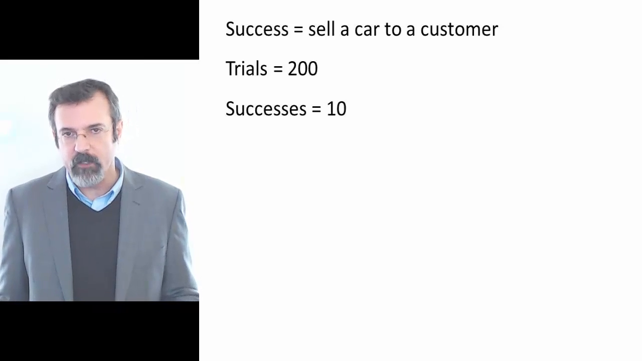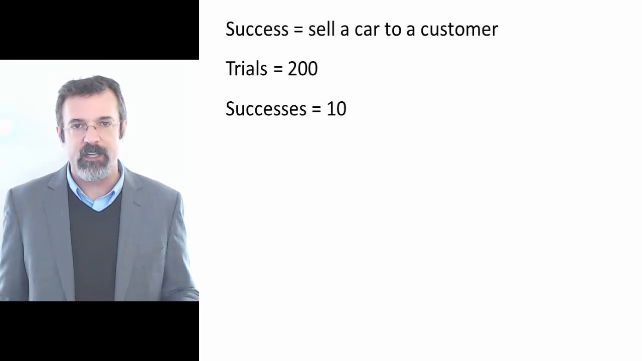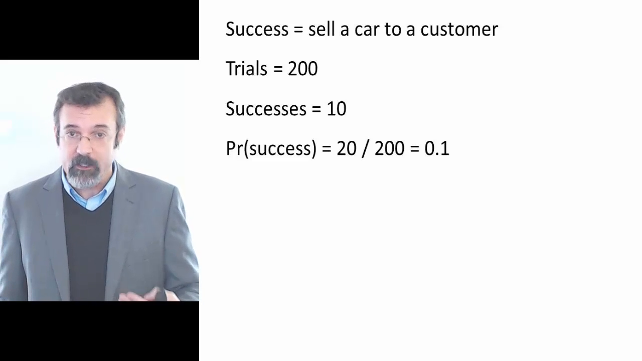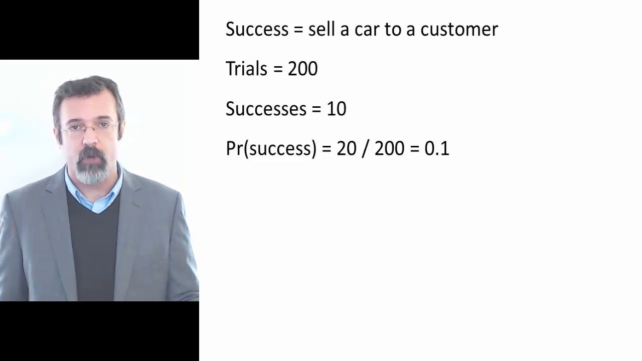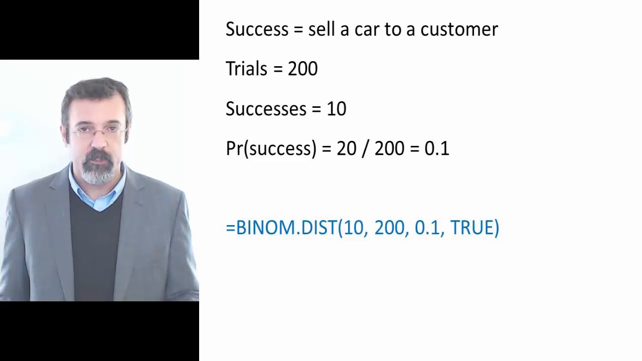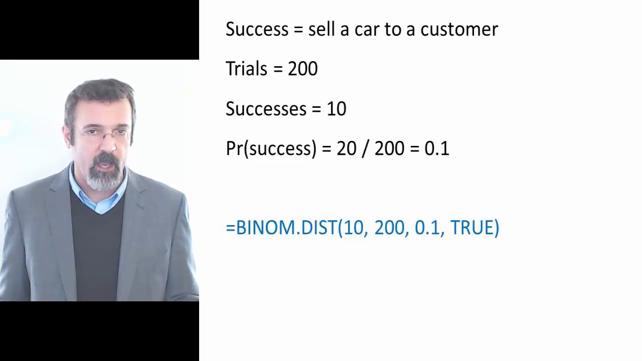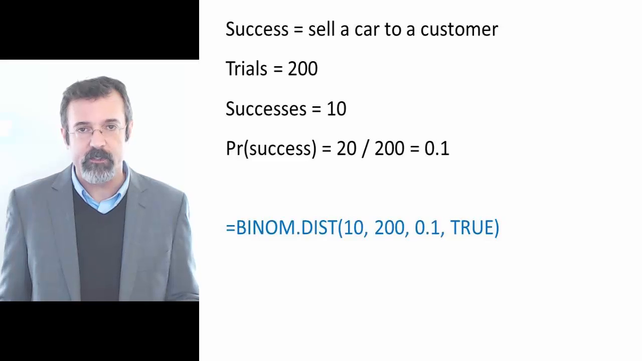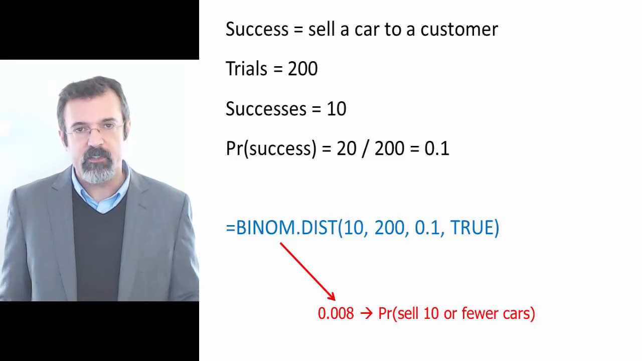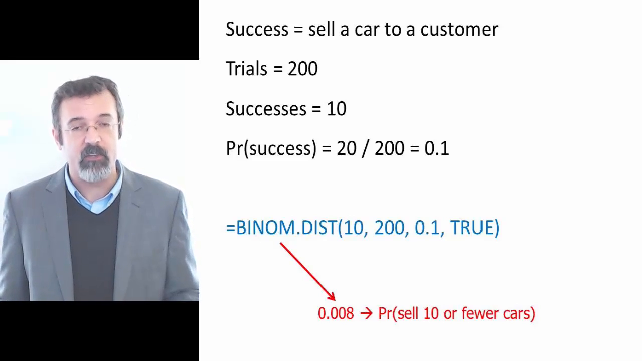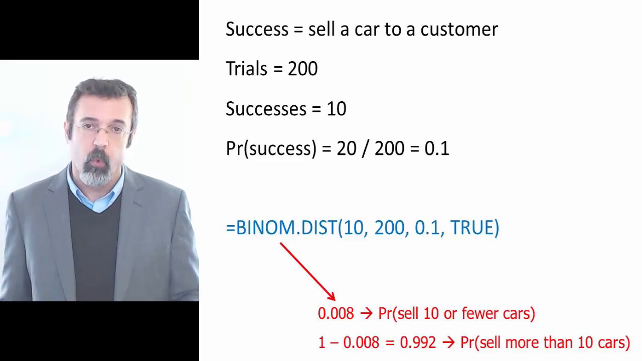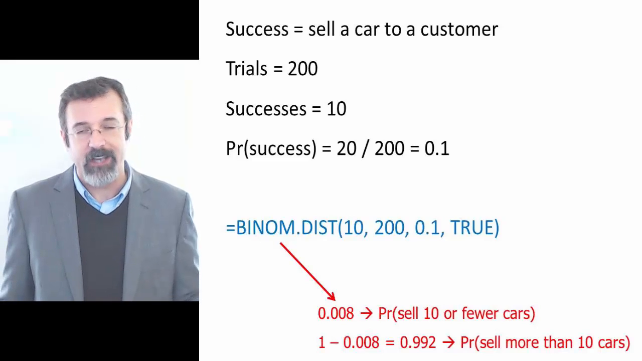On average, in a given month, this salesman sees 200 customers and sells 20 cars. So the probability of a single success, the probability of selling a car to a customer, is 20 divided by 200, or 10%. So using the binom.dist function, we enter the arguments 10 for the number of successes, 200 for the number of trials, 0.1 for the probability of a single success, and the word true. The function returns 0.008. This is the probability of the salesman selling 10 or fewer cars this month. So the probability of the salesman selling more than 10 cars is 1 minus 0.008, or 99.2%.